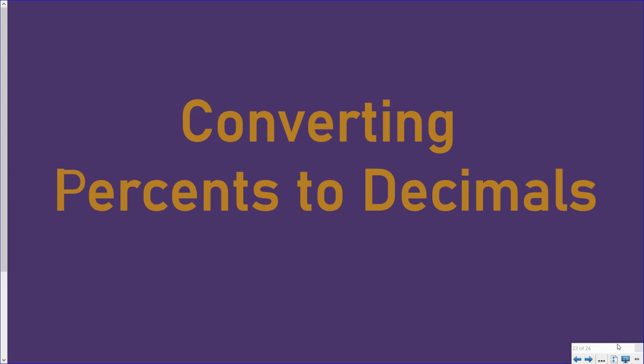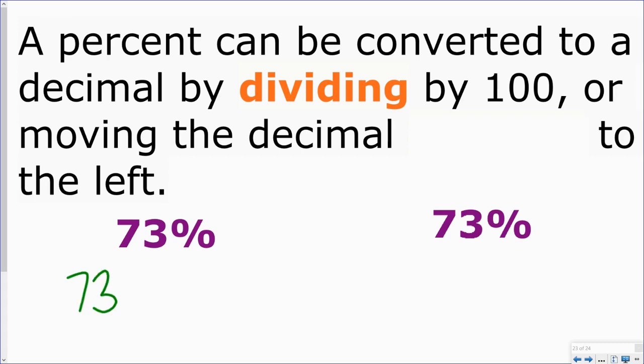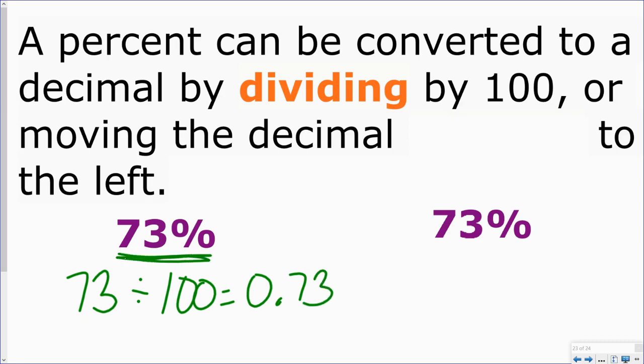Here I'm going to work on converting percents to decimals. A percent can be converted to a decimal by dividing by 100. So let's take a look at this part first. I have 73%. So I'm going to take my 73 and divide it by 100. And when I do that, that gives me 0.73. So 73% as a decimal is 0.73. Or I can just move the decimal point 2 places to the left.